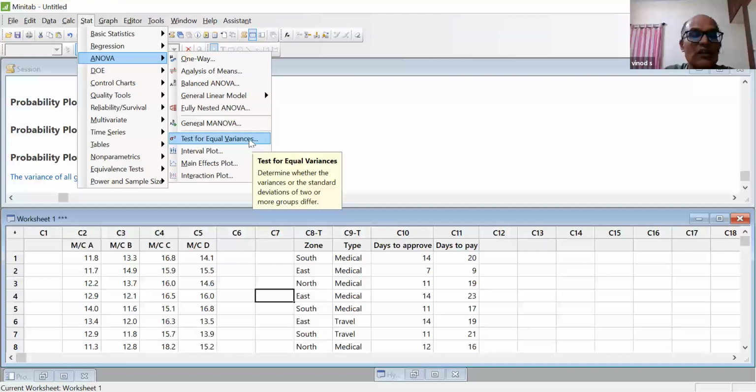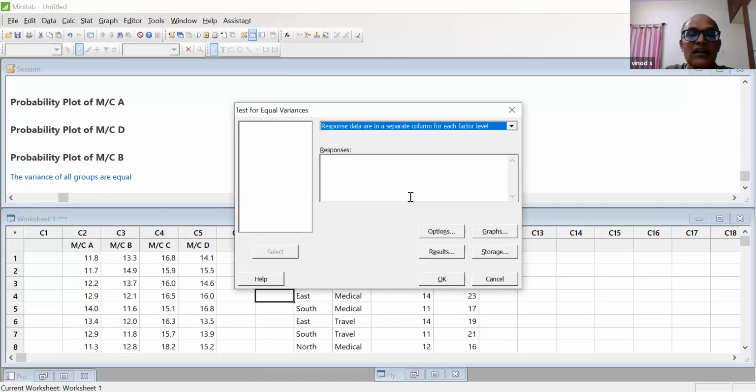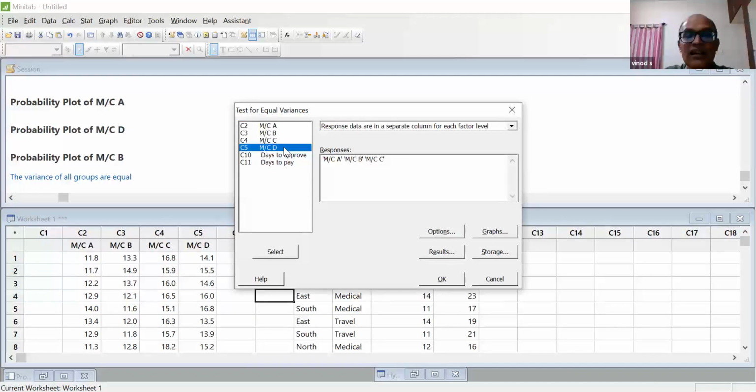So you have to just click there, and now what you have to do? Because these are all separate columns, I am selecting separate columns, right? Now I am selecting machine A, machine B, machine C, and machine D. Now I just have to say okay.